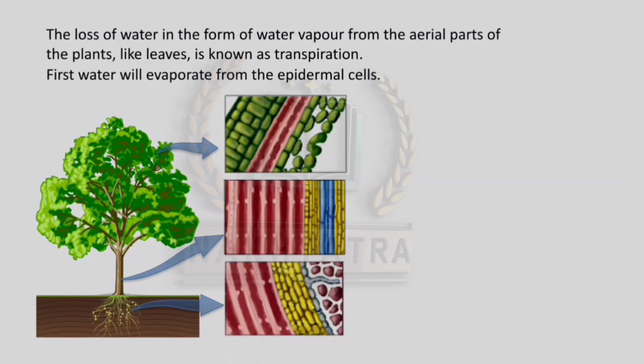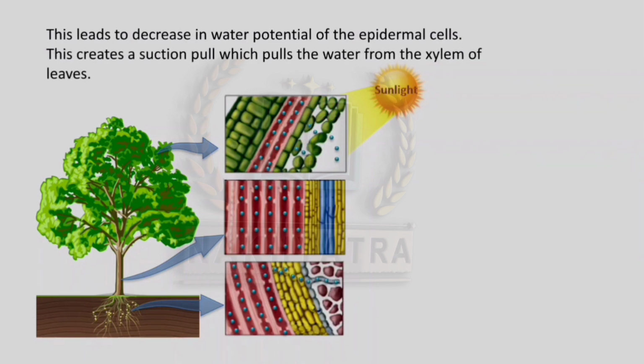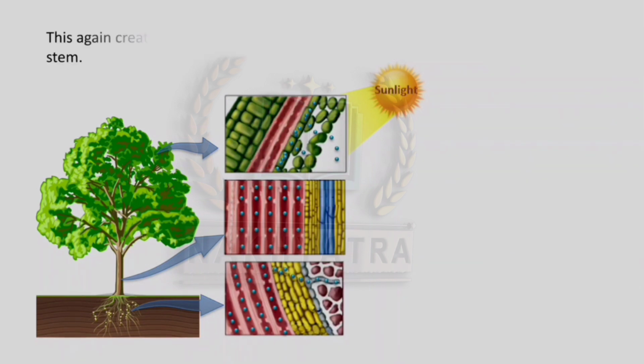First, water will evaporate from the epidermal cells, which leads to decrease in water potential of the epidermal cells. Can you see it here? This creates a suction pull which pulls the water from the xylem of leaves.